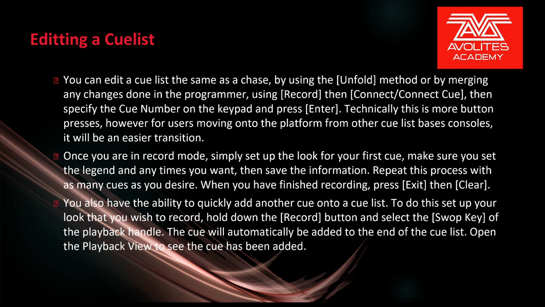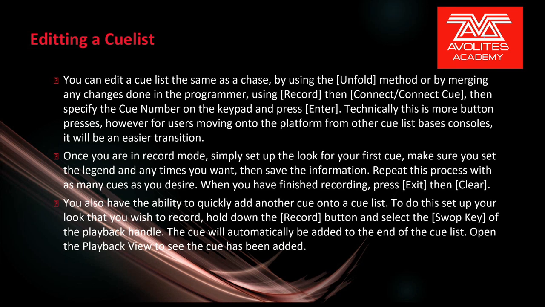You can edit a Cuelist the same as a chase by using the unfold method, or by merging any changes done in the programmer, then use Record, then Connect Cue, and specify the cue number on the keypad. You press Enter. Technically there are more button presses, however users moving to Titan from other Cuelist-based consoles might find the transition easier.